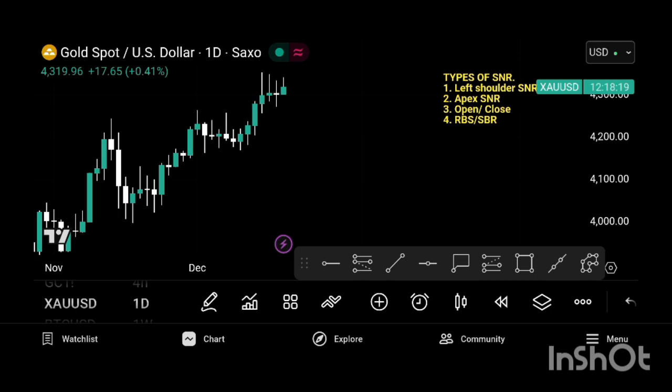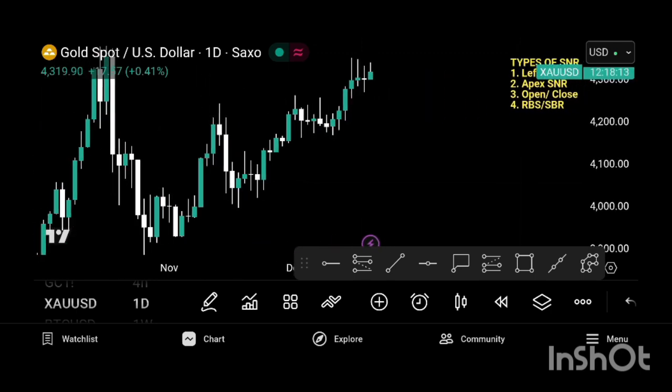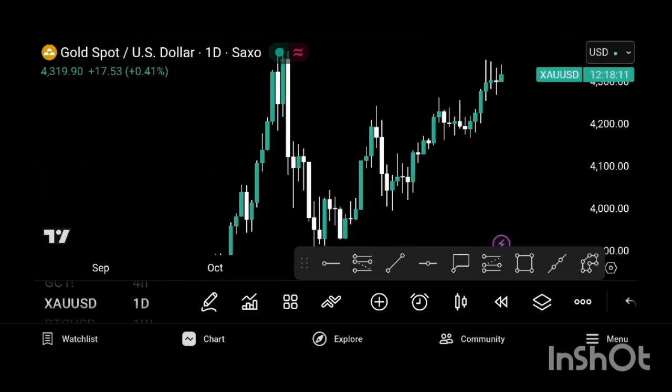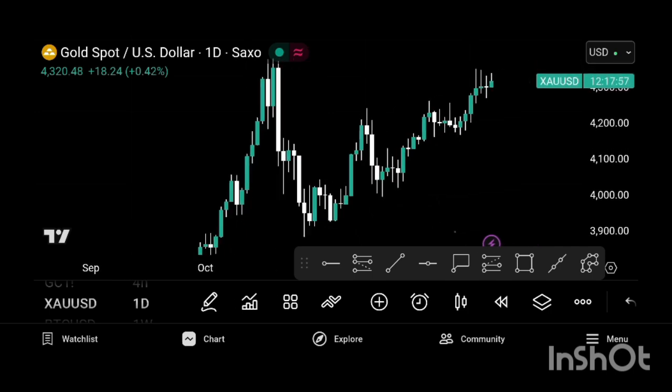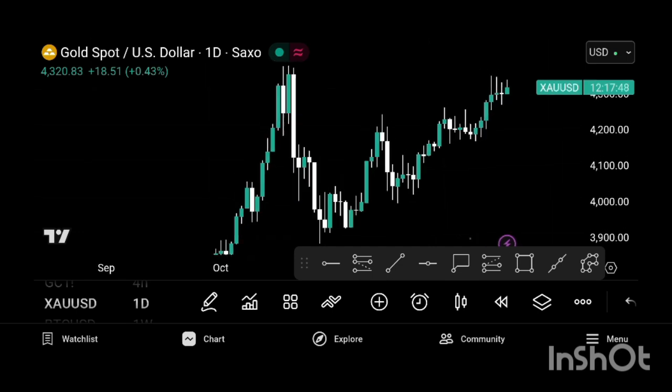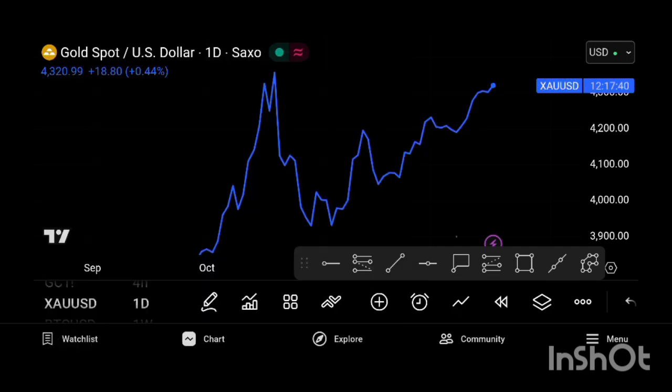So the first one we'll be looking at is what we call the left shoulder support and resistance. So let me start. This is a daily time frame. You can identify these types of support and resistance on all time frames, whether higher time frames or lower time frames. But if you want to follow market direction, your emphasis should always be on higher time frame. And one of the easiest ways to identify this support and resistance is by using the line chart. If you find it hard to identify on the candlestick, you can just change your chart to a line chart, and then you'll be able to identify them.